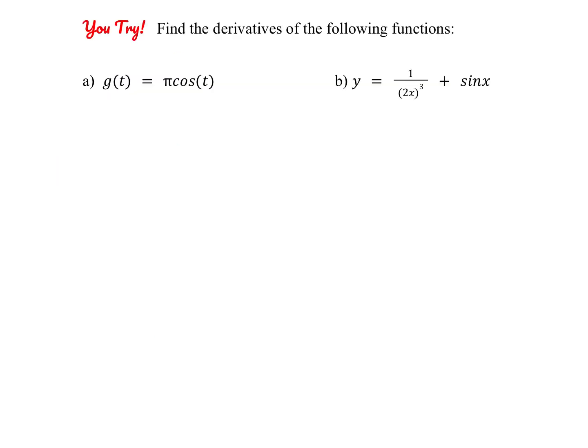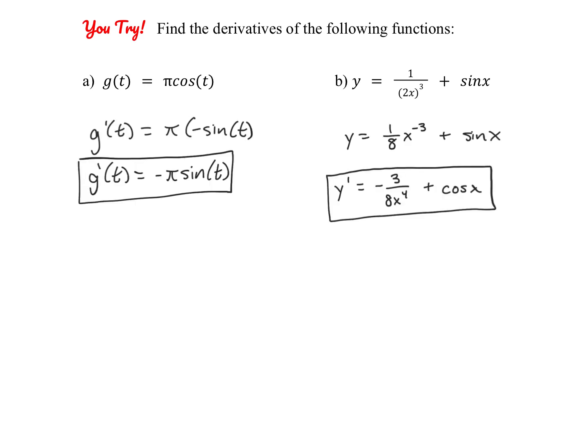All right, now that we know the derivatives of sine and cosine, please pause the video and see if you can find these derivatives. All right, go ahead and check your work here. Just remember that pi is just a constant, just like if it were a 2 or a negative 5. So pi stays pi, and then the derivative of cosine is negative sine. So our derivative g prime of t is negative pi sine of t.